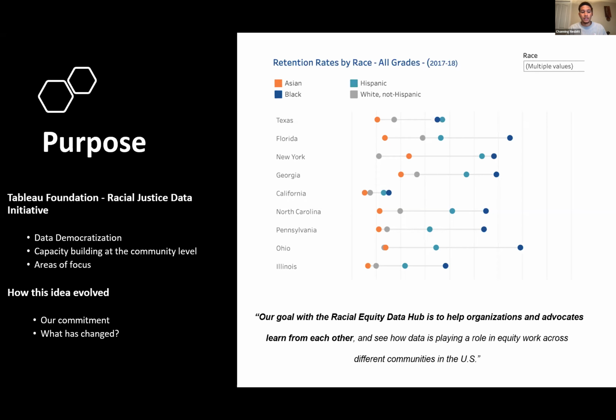That next bullet point talks about capacity building at the community level. This is something, once we decided to go forward with the Racial Equity Data Hub, we wanted to make be a tool and a platform that could provide the maximized usefulness for community-based organizations who don't normally have the resources, who don't normally have the capacity, and haven't historically had the expertise in actually utilizing data in the way that could be most effective.